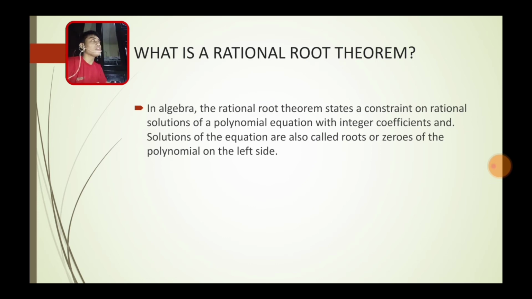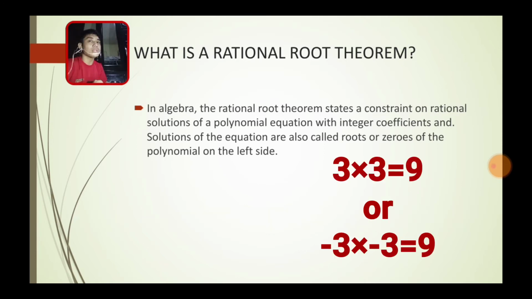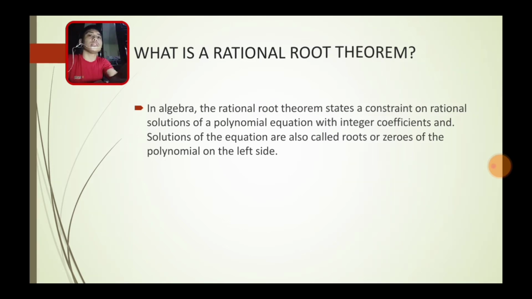Let's say the square root of 9. The possible roots are 3 and negative 3, or positive and negative 3. If you check, 3 times 3 is equal to 9, and negative 3 times negative 3 is equal to 9. So, let us proceed.